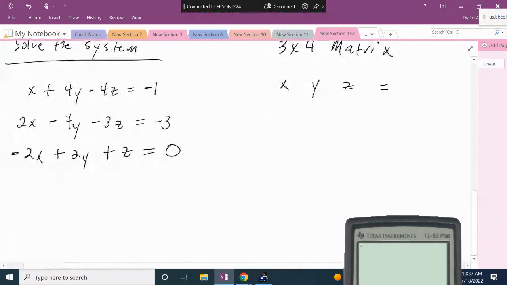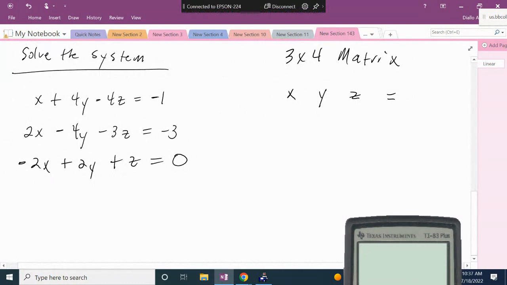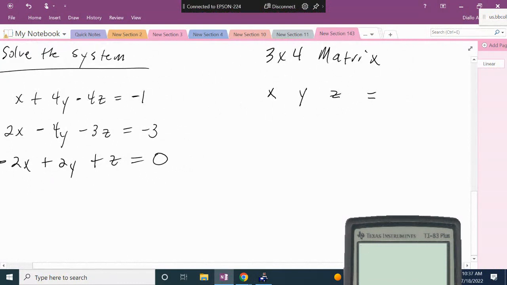Right? So now I'm going to go back to the system. I'm simply going to pull out the coefficients. Right? So I'm going to take this first row, x plus 4y minus 4z is equal to -1, and I'm simply going to list out its coefficients. So my first row, I should have 1, 4, -4, and -1.